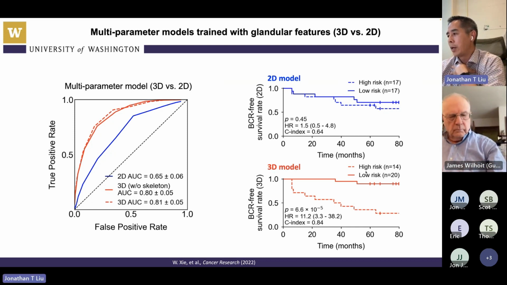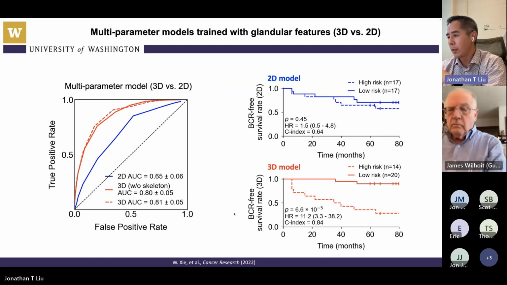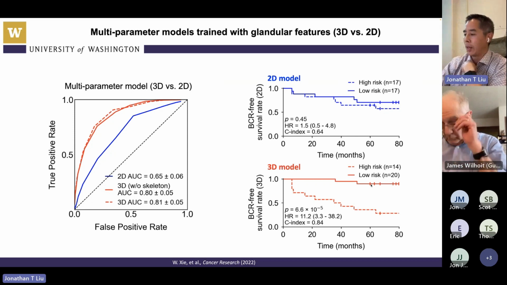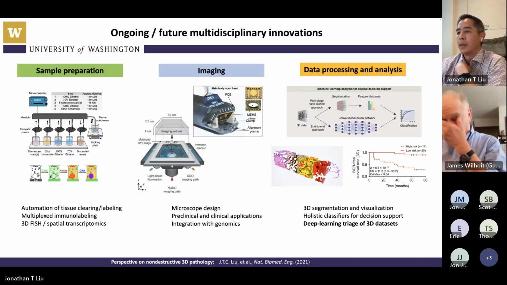But with the best 3D model, you can see these curves are very far apart. We can more accurately predict with the low risk group, very few of these patients have recurrence over time. But with a high risk group, you can clearly see a lot of them recur within 5 years. And so that's another way of showing that our model, our classifier, is good at being able to separate, to prognosticate between high risk and low risk prostate cancer patients.